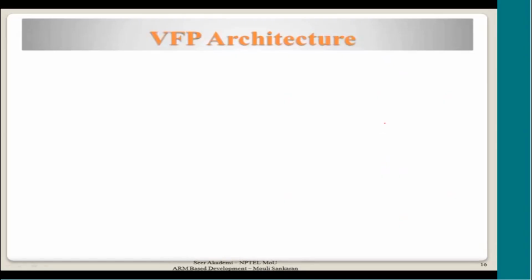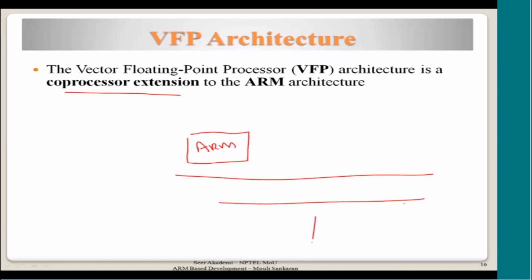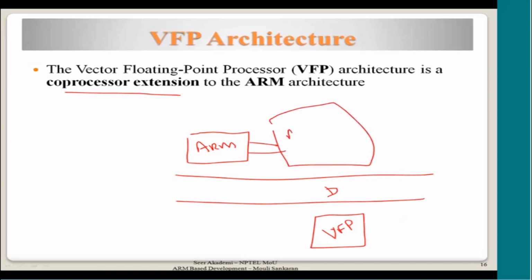Now let us see the VFP architecture. VFP is the vector floating point architecture. The vector floating point architecture is a coprocessor extension to the ARM architecture. So now you should remember all that I mentioned about coprocessors. VFP is nothing but a coprocessor. So this is the data bus, memory, this is the address bus. What is connected?